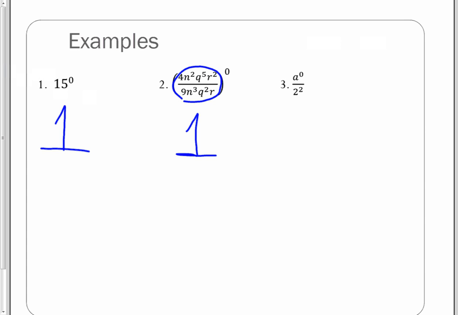But chances are you're not going to see something like this. You'll see something where part of the question is to the 0 power. Okay. What's a to the 0? 1. But what's 2 squared? 4. So this one is 1/4. Oh, no. So sometimes the entire problem might be 1, sometimes a piece of it is 1. Look for the power of 0.